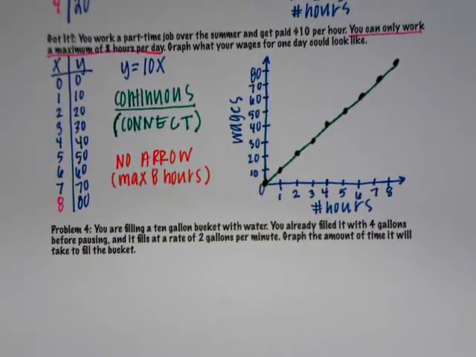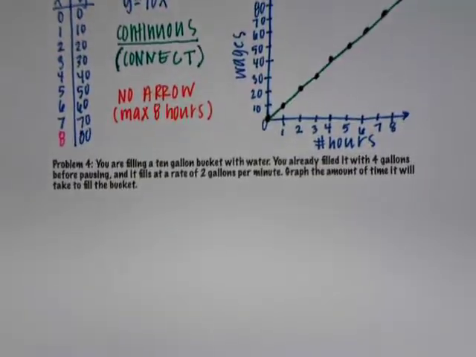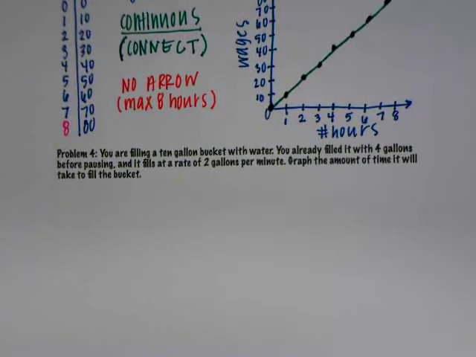All right. So let's do this next one. You are filling a 10-gallon bucket with water. You already filled it with 4 gallons before pausing, and it fills at a rate of 2 gallons per minute. Graph the amount of time it will take to fill the bucket. All right.